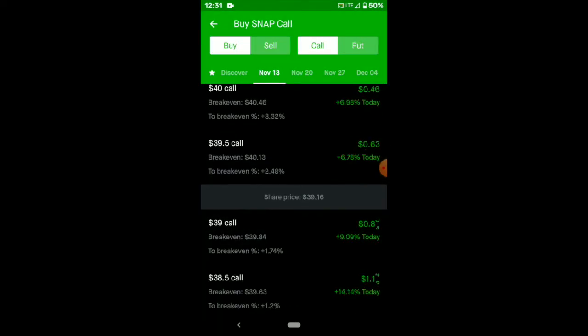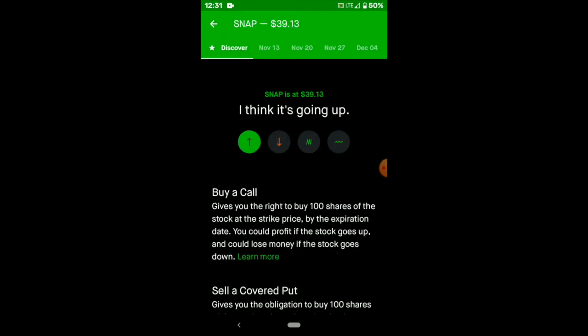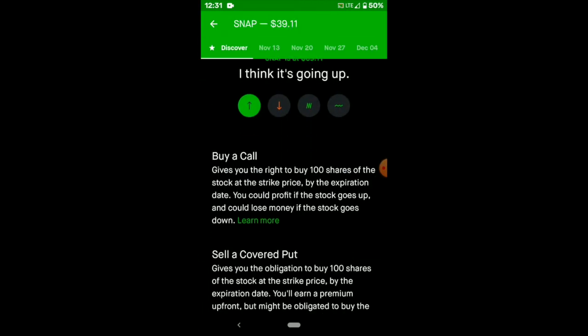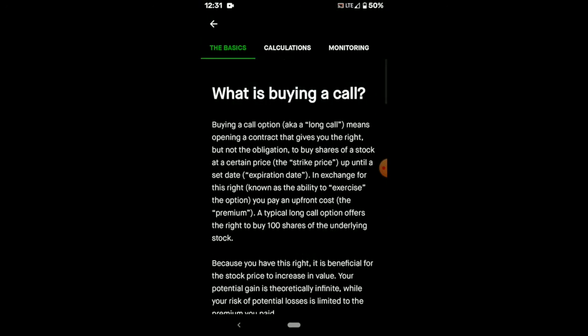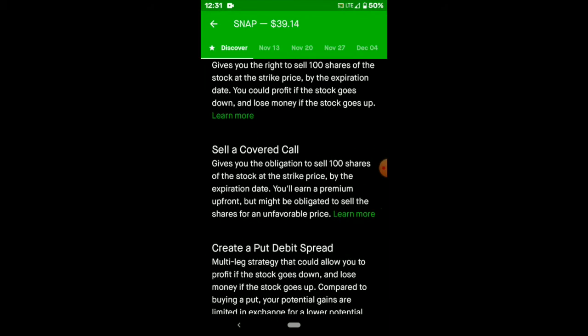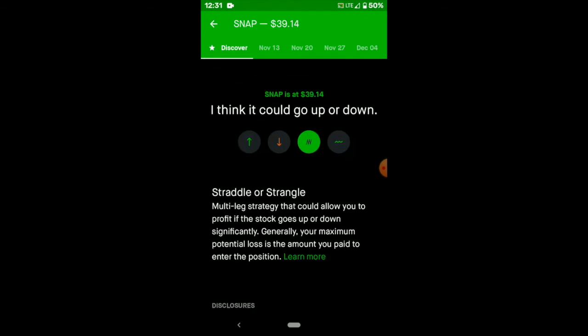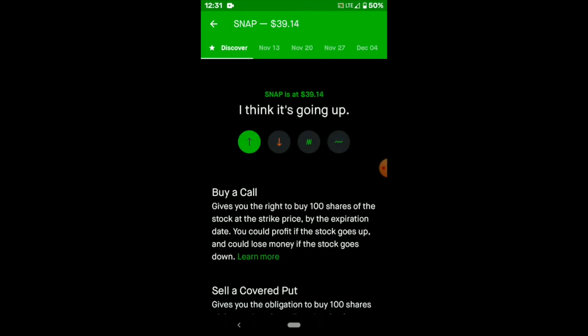Basically, your calls are whether you think the price is going to go up, and your puts are whether you think it's going to go down. Robinhood, the app that I'm in right now, simplifies it a little bit for you. We'll even go into more information about what calls are and what puts are, and they'll even give you options of how you can trade those calls or puts.